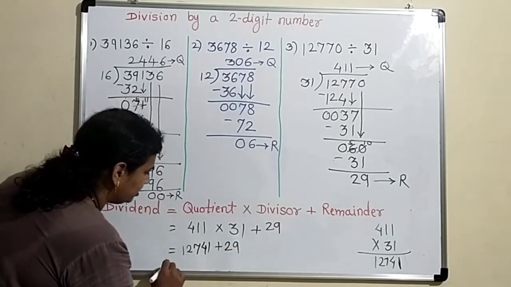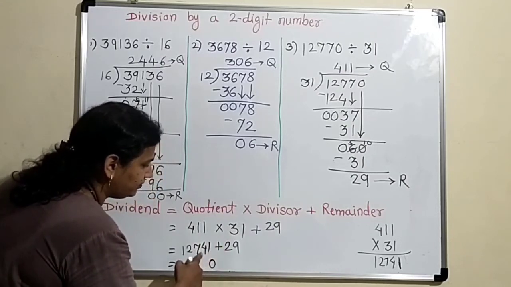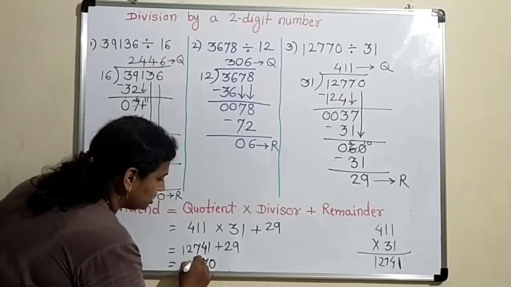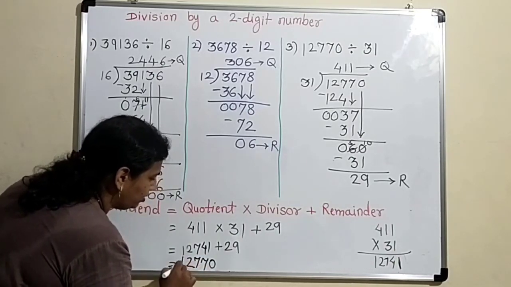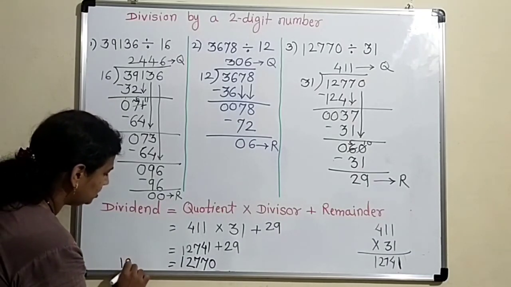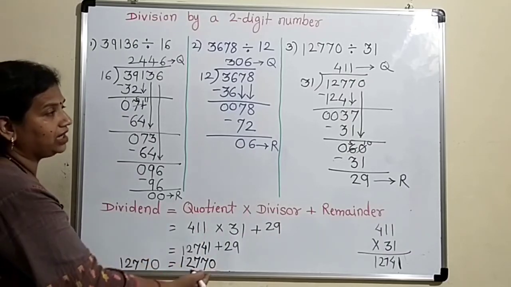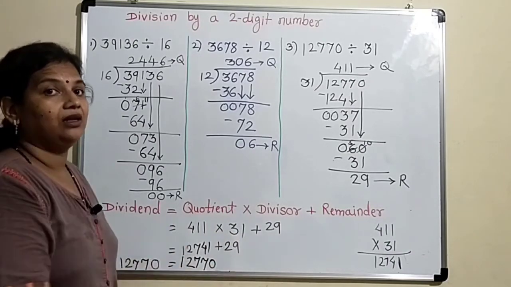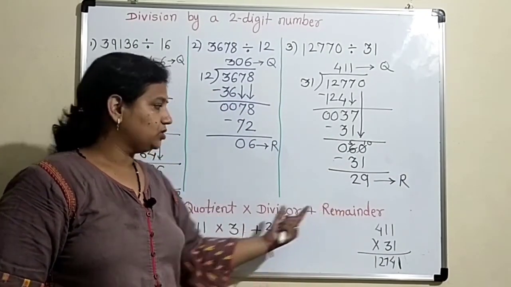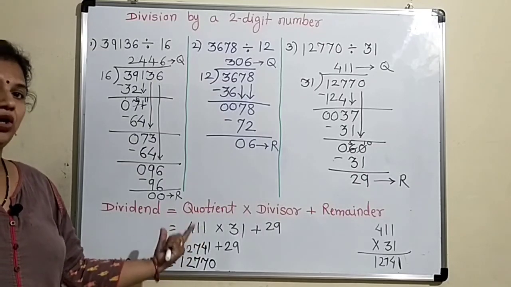Now when we add it, we will get 9 plus 1, that will be 10. 1 is carried. 4 plus 2 plus 1, that will be 7. And here 7, 2 and 1. And my dividend is again the same, 12,770. That means my left hand side and my right hand side, they are equal. That means whatever I have done, that is correct, right? So this is the way to verify your division is correct or not.